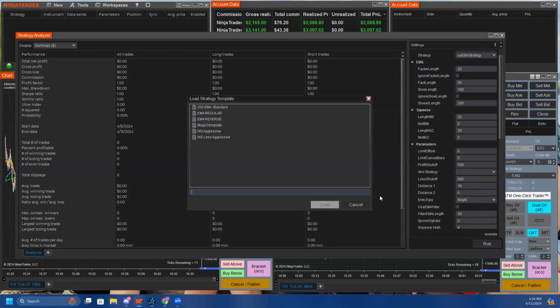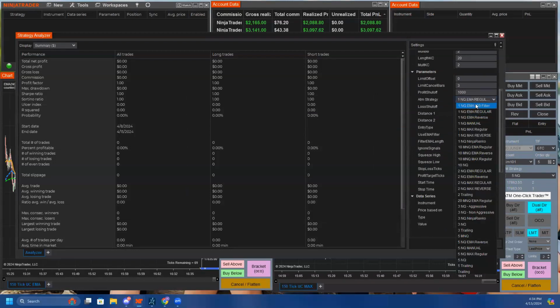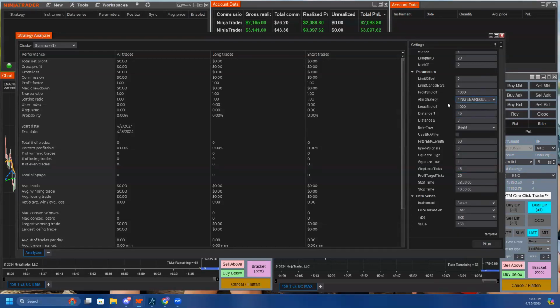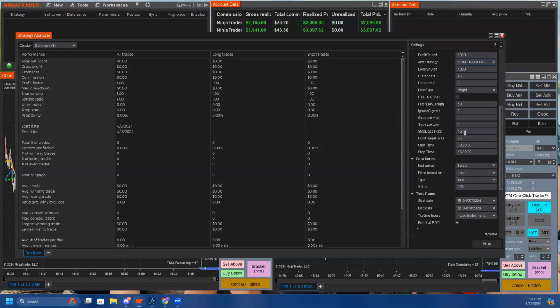Let's go with the template of, let's just say, regular, right? And the ATM template won't matter in this case. It's just there, but it won't be considered. Now, if you scroll all the way down, this is where you define your stop loss and your target profit. So let's just say we define something here right now. It doesn't really matter.